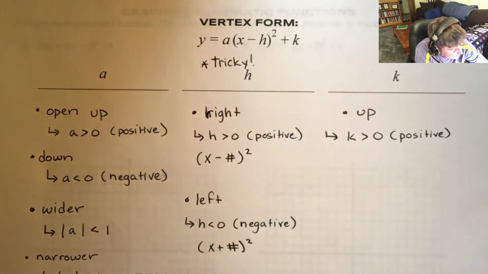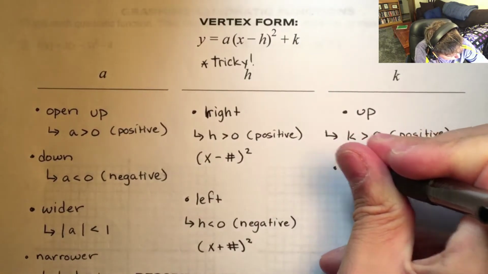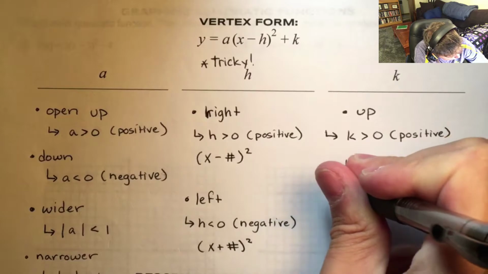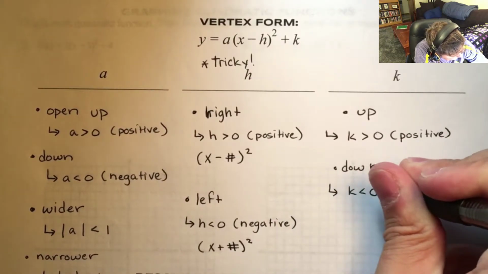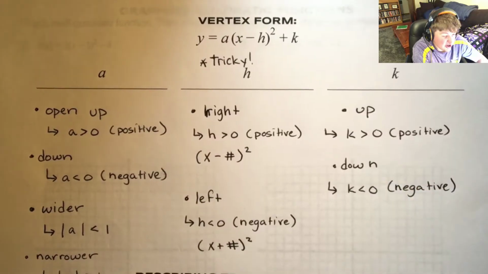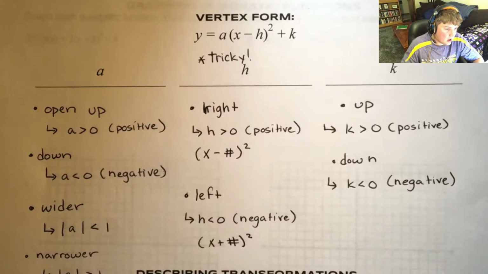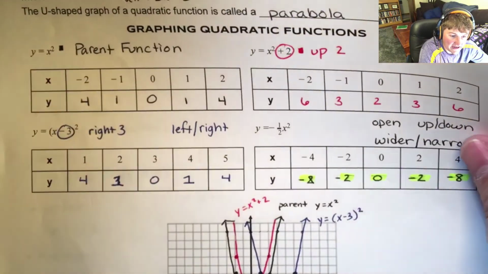Okay, so when k is greater than 0, it's positive, and then it will move it down when your k value is less than 0, meaning it's negative. Okay, and so this is all displayed, and hopefully you kind of came to this conclusion anyway on your own when we did this little activity here.